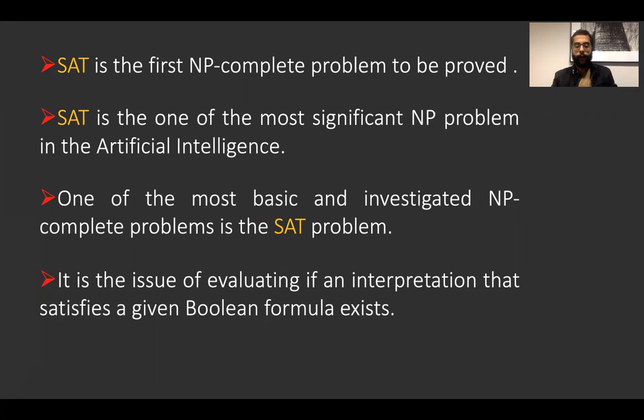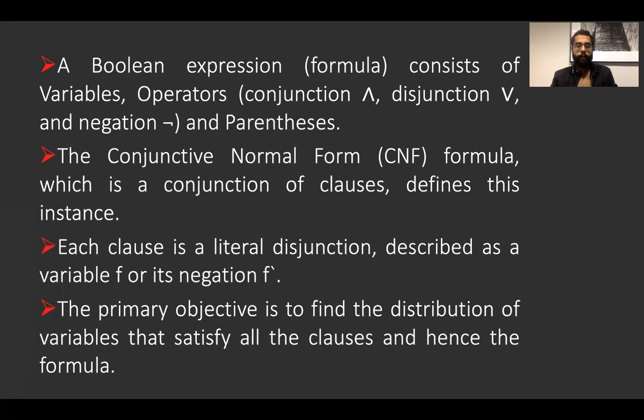It is the issue of evaluating if an interpretation that satisfies a given Boolean formula exists. A Boolean formula, or a Boolean expression, consists of variables, operators, and parentheses. The conjunctive normal form, or CNF formula, which is a conjunction of clauses, defines this instance. Each clause is a literal disjunction described as a variable f or its negation f dash. The primary objective here is to find the distribution of variables, or a combination of variables, that satisfy all the clauses and hence the formula.